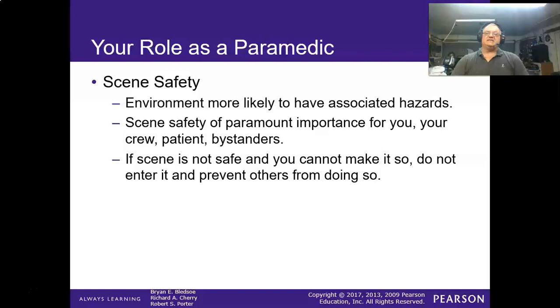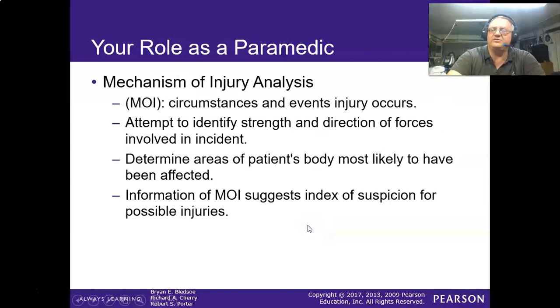Scene safety, again, is paramount for you, your crew, the patients, bystanders, okay? So, again, mitigate these things. You have to mitigate them, all right? And if the scene is not safe, you probably shouldn't be getting in there, and you should be preventing people from going in there as well. You've got a gigantic hydrofluoric acid leak. Being close to the green cloud is probably a bad idea.